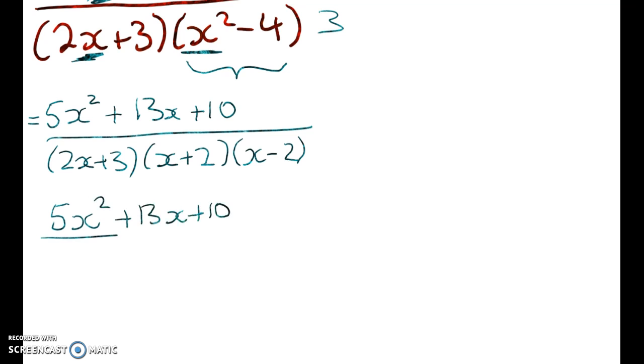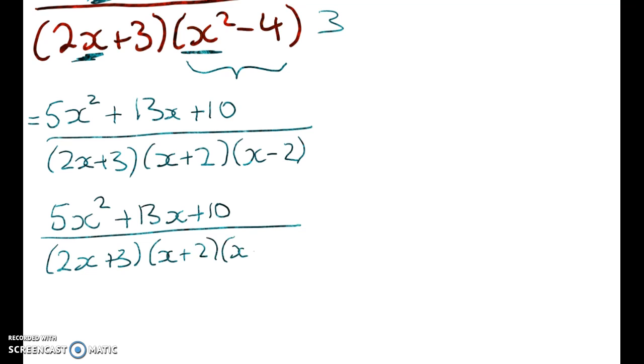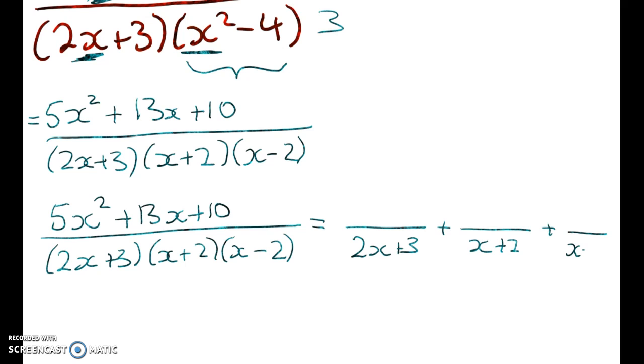So we start by writing out the single fraction, and we're going to break this one into 3 very simple fractions. One of them is going to have something over 2x plus 3, then something over x plus 2, and then something over x minus 2. My numerator in each case is just going to be a number. Why is that going to work?